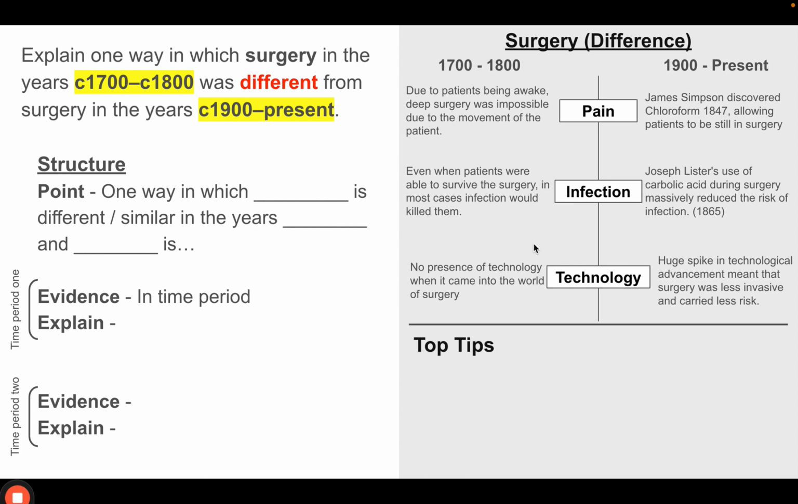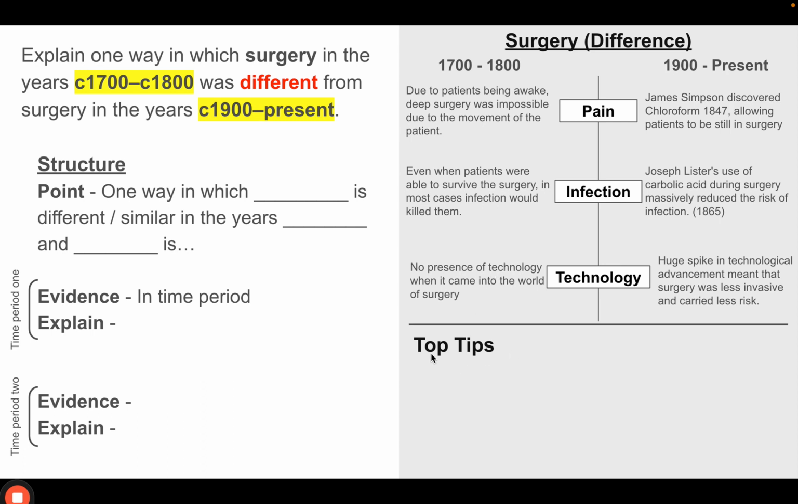And the final one, which some might go for if they're not feeling very confident in addressing that blanked out date range, was that in the 1700s to 1800s there was no technology when it came to surgery. But that's not really evident, so I'd lose myself a mark there more than likely. However, there was a huge spike in technological advancements in the 1900s to present section.